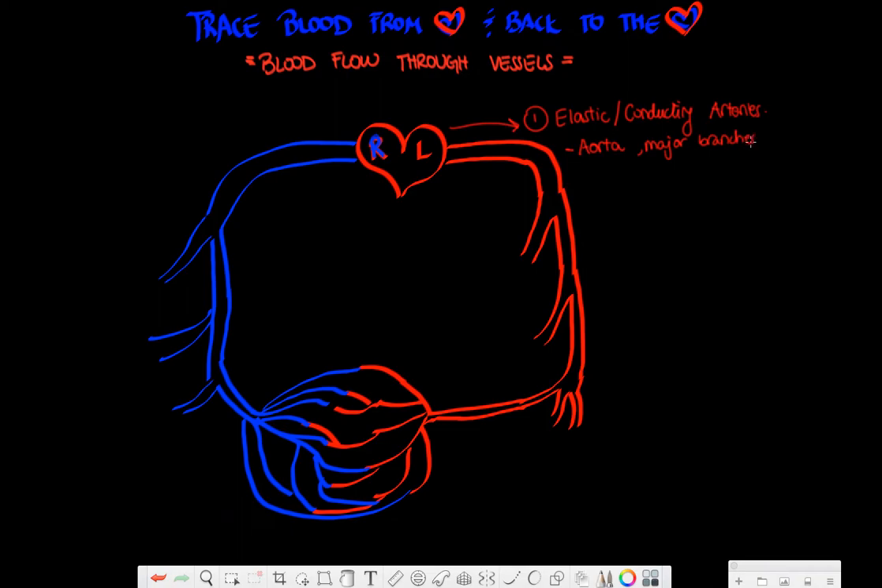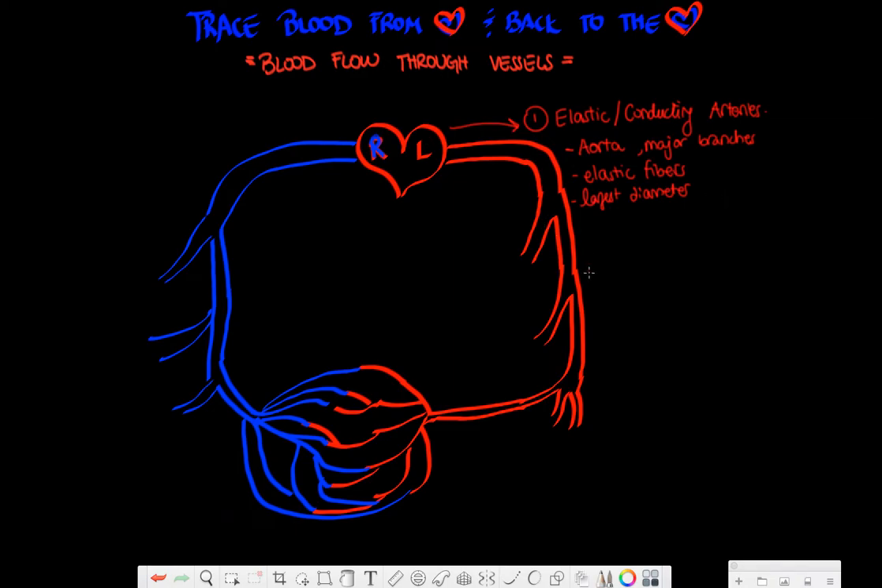This is because they are very, very strong. They have the largest diameter and they are equipped with elastic fibers, hence the name. And this is very important in order to withstand the pressure with which the heart is pumping.